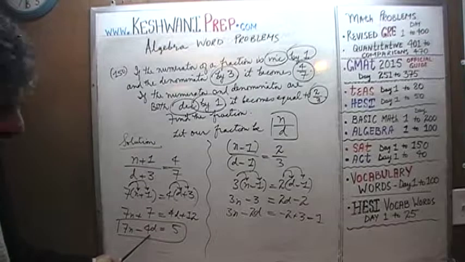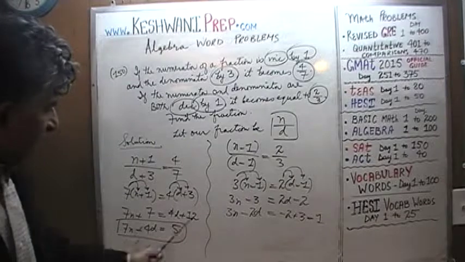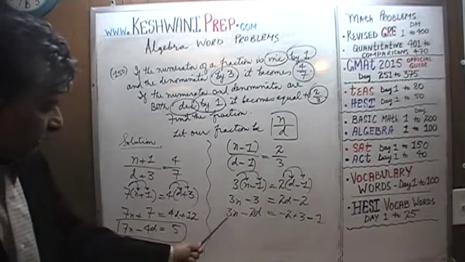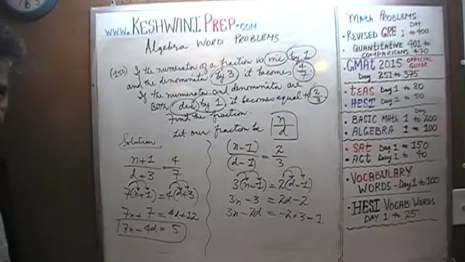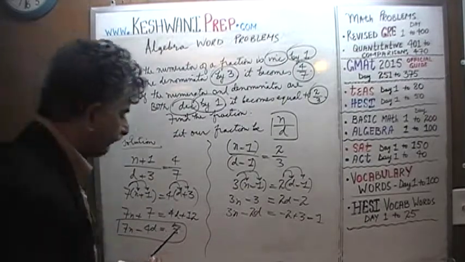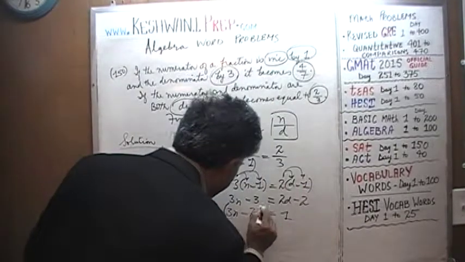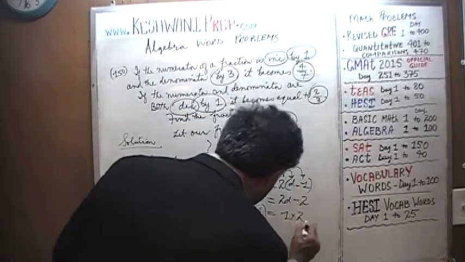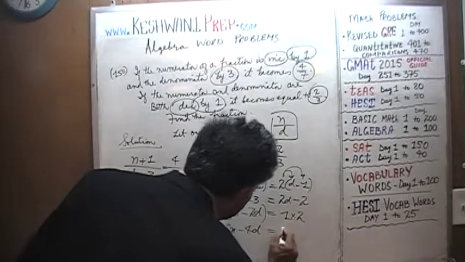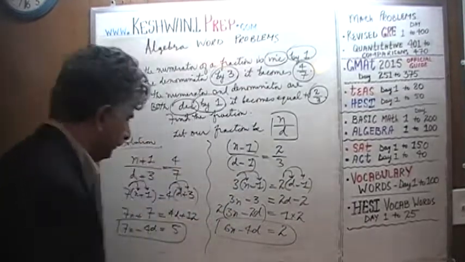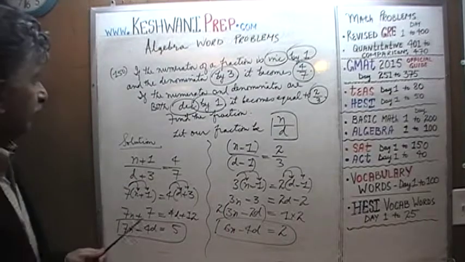Here we see 4d. Here we see 2d. Instead of messing with n, if we multiply this equation by 2, we'll end up with a negative 4d here, and we have a negative 4d here. You see that? Let's do that. Let's multiply this equation, this is 1, by 2. And we end up with 6n minus 4d equals 2. Here is our second equation. Let's put these two equations together and see where we go with it.